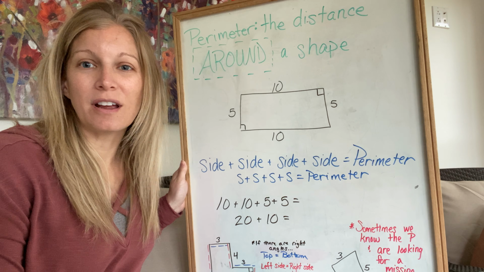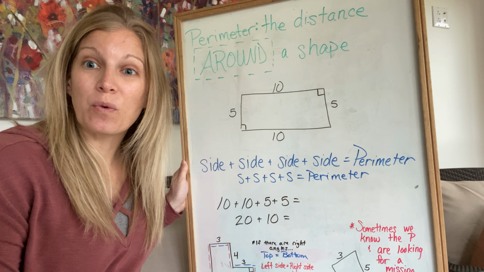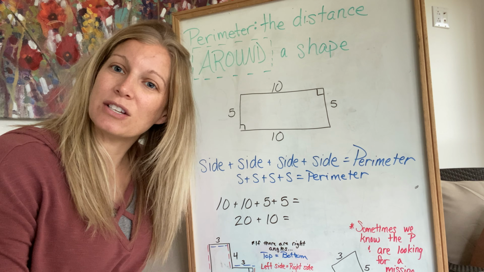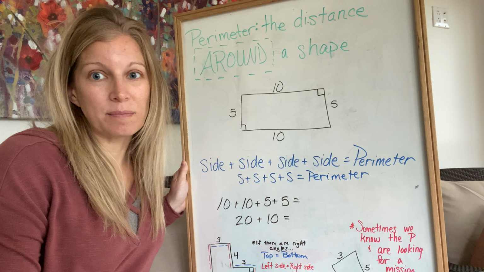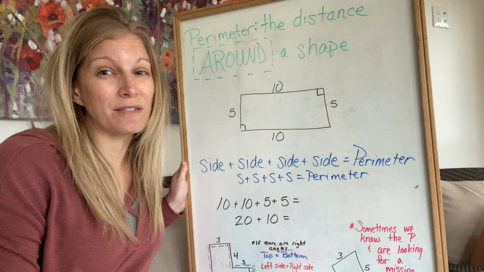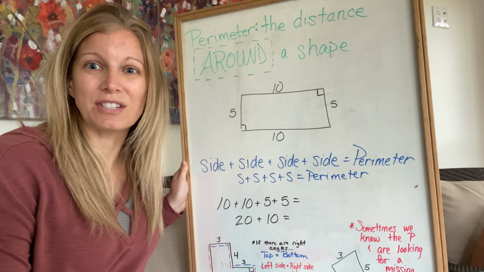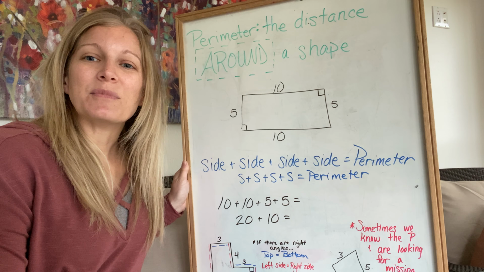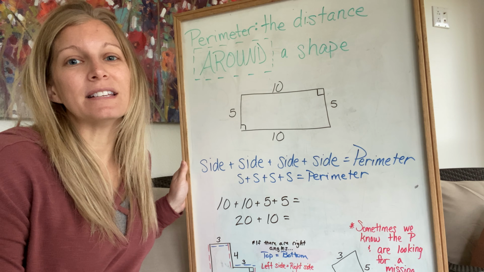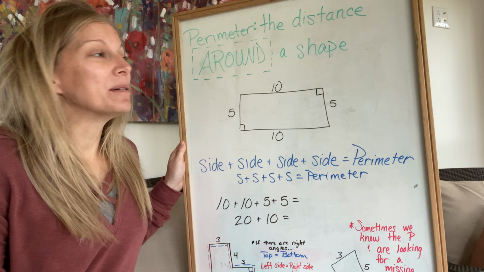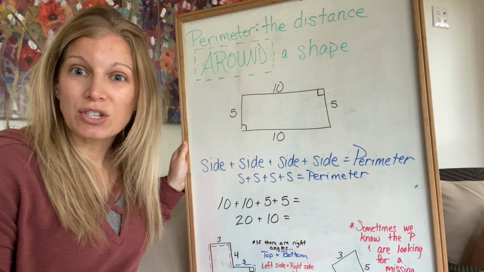So here we are. I'm going to do some very quick little videos to teach about a few important concepts before I send you on to 5th grade. I don't want you to not understand this stuff. So the first one is perimeter. And the perimeter is just the distance around a shape.